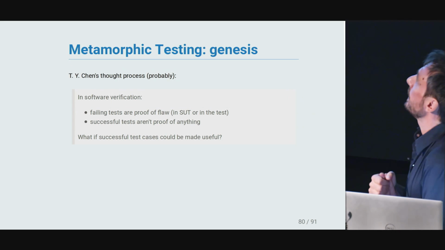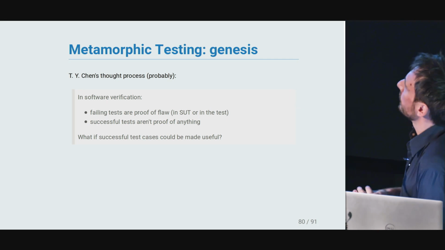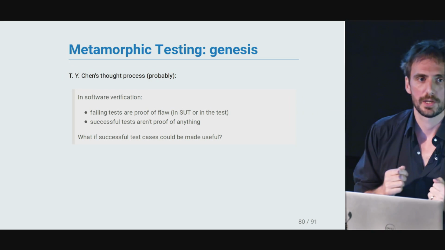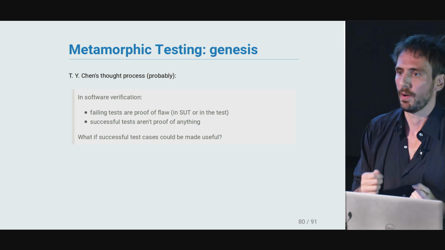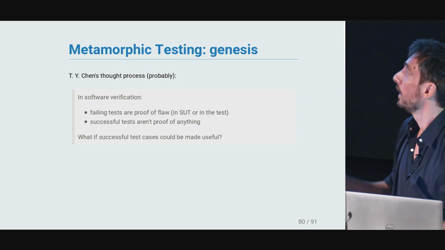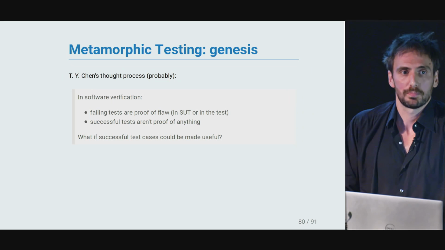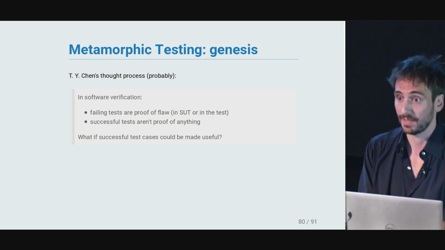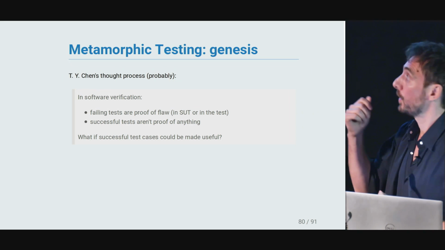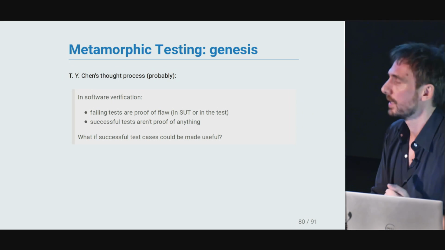Metamorphic testing was invented by a very clever person called T.Y. Chen. I imagine his thought process went something like: in software verification, failing tests are very interesting because they prove that something went wrong. They tell you that either your system or your test are wrong, but something is not working. On the other hand, successful tests, well, they're pretty useless, aren't they? They just tell you, I haven't found anything wrong. Not, there's nothing wrong, just I have not found a problem. And that's not quite the same thing. A successful test might give you a measure of confidence, but it doesn't prove anything.